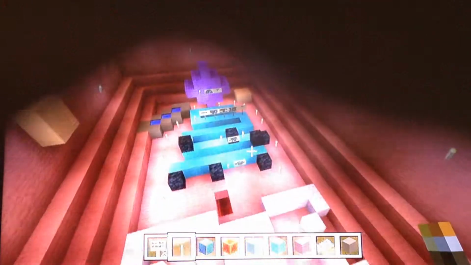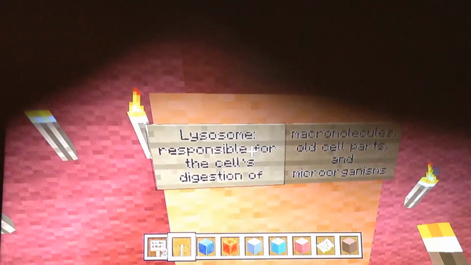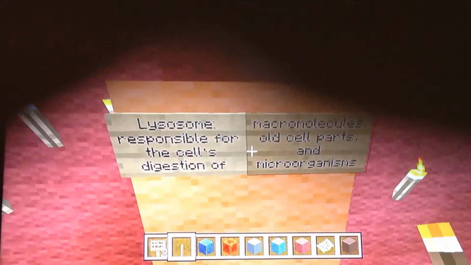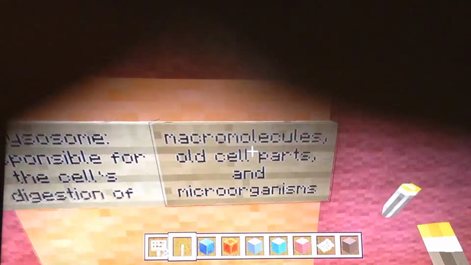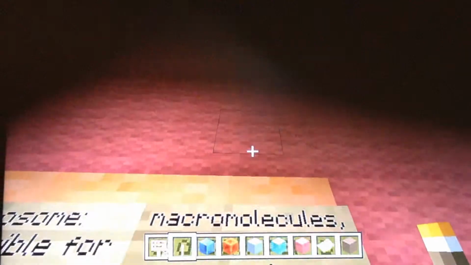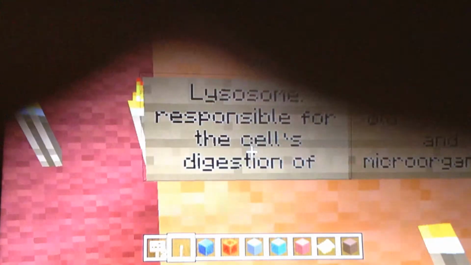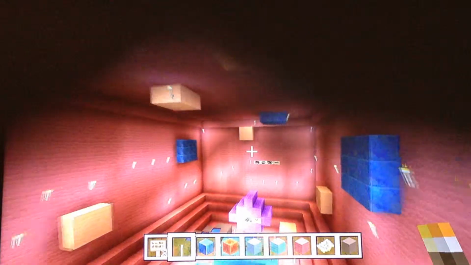And last here, we have the lysosome. It is responsible for the cell's digestion of macromolecules, old cell parts, and microorganisms. So, this is one pretty cool thing here, and it just helps digest and keep the cell going.